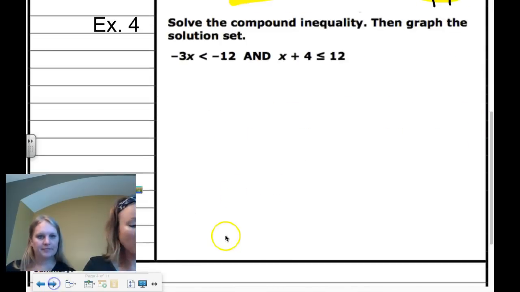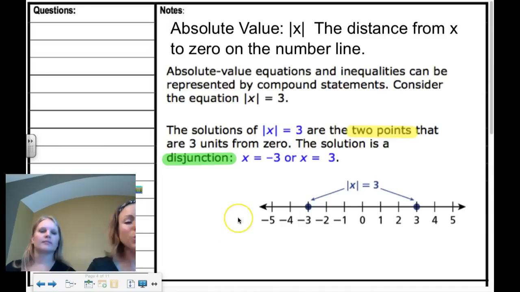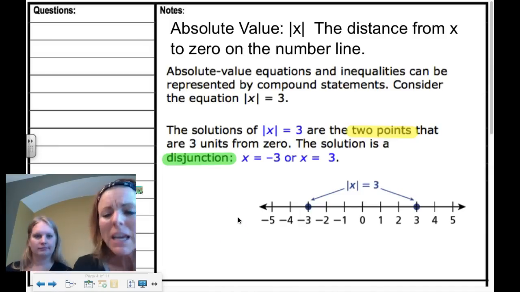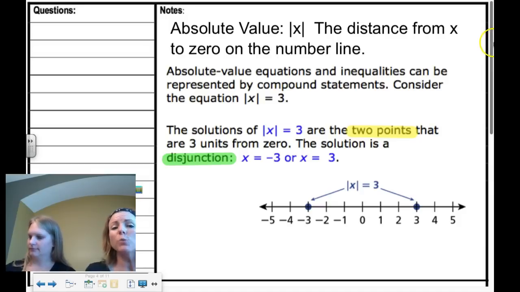So let's go to the next page, because now we're going to switch over to absolute value. Now, the key thing to remember is that absolute value represents a distance. And in this picture here, it's the distance from x to 0 on the number line. So basically what absolute value is, it's a distance, in this case from 0.